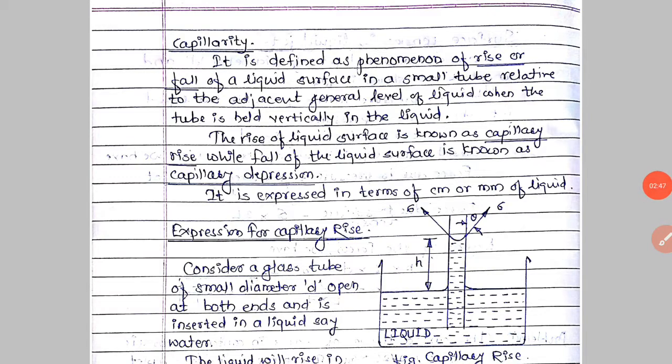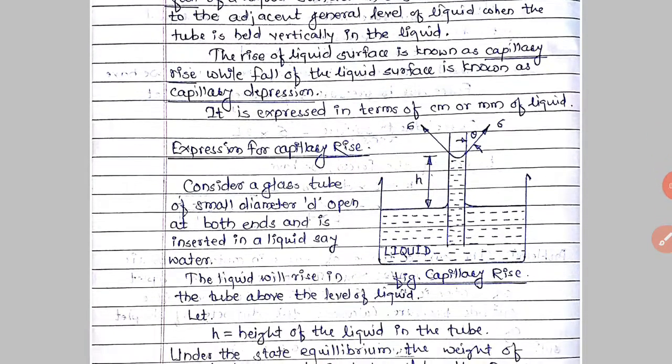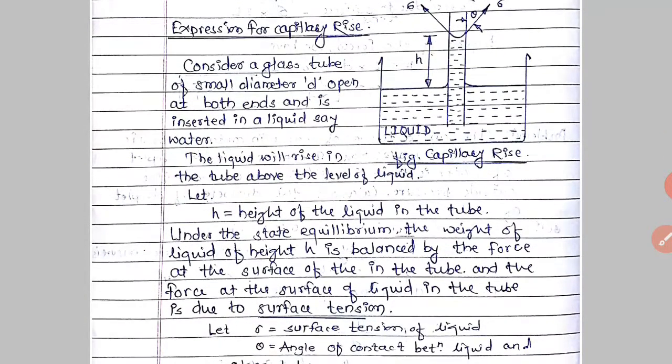Now we have to see the expression for capillary rise. See here, consider a small diameter tube with diameter small d, which is held vertically in the liquid. See here, a small diameter tube of diameter small d, open at both ends, is inserted in a liquid, say water. The liquid will rise in the tube above the general level of the liquid. So let small h be the height of the liquid in the tube. This will be small h. This is the height of liquid in the tube.